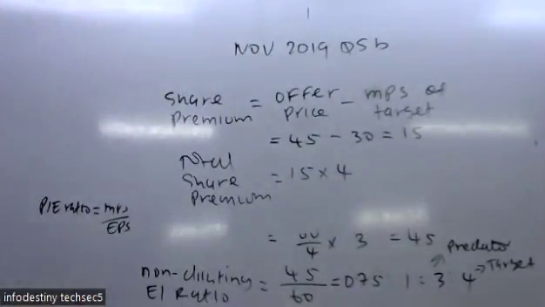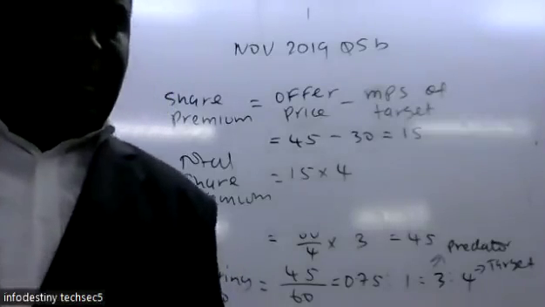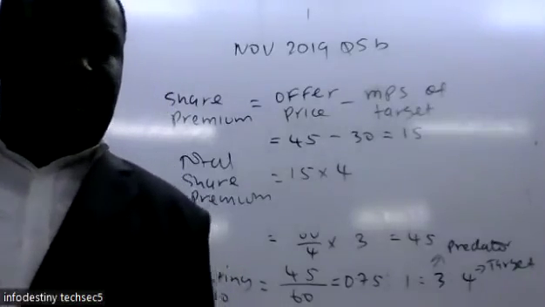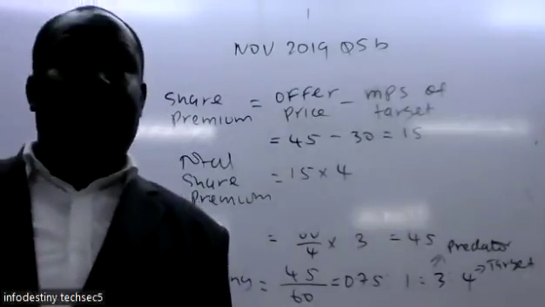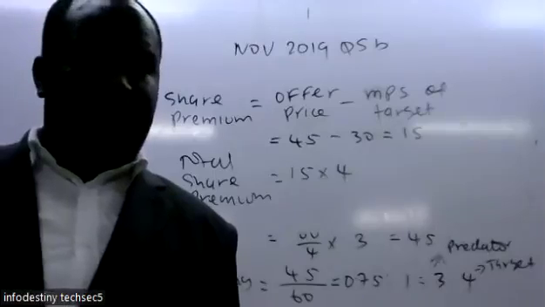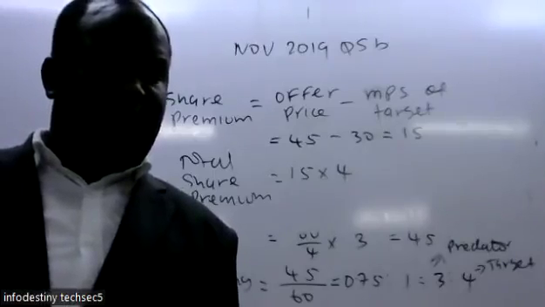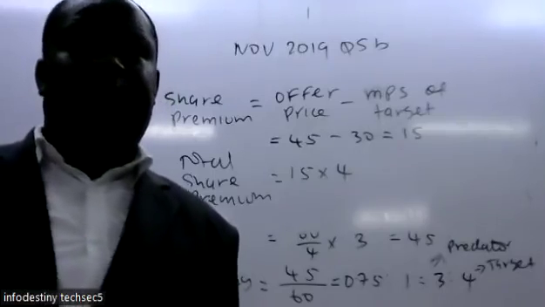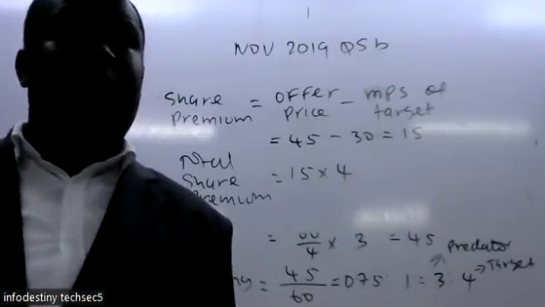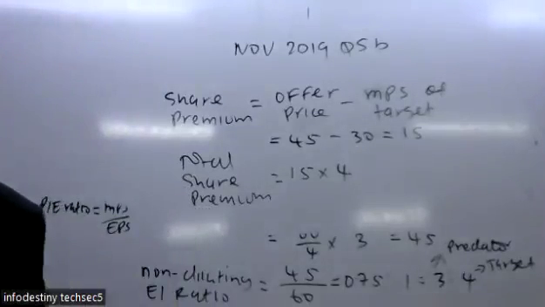When it comes to Roman letter 3, they are asking for A Limited's post-acquisition earning per share, assuming that the two companies agree on an offer price of 30. So this one is a share for share exchange.